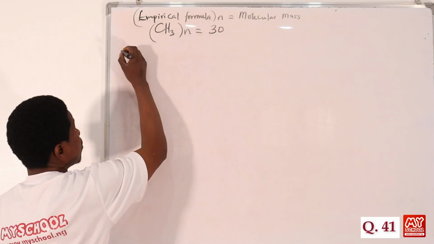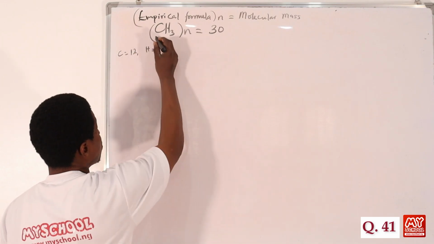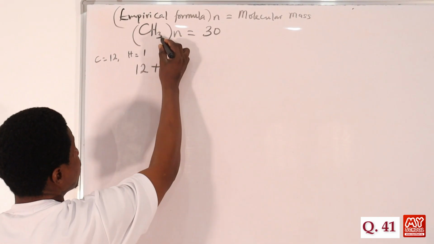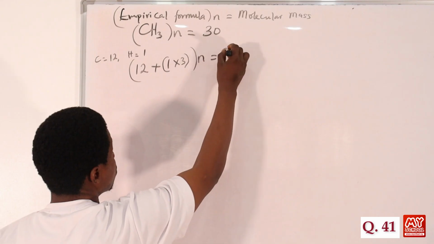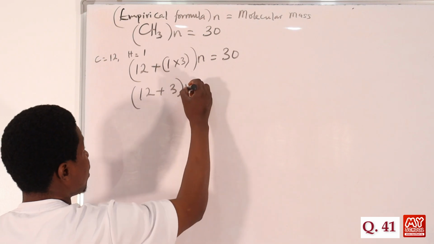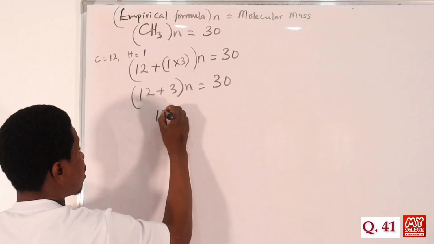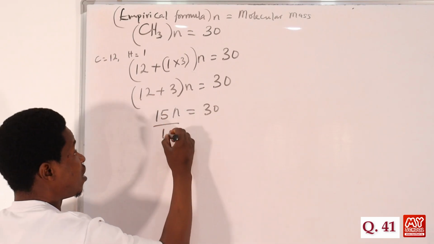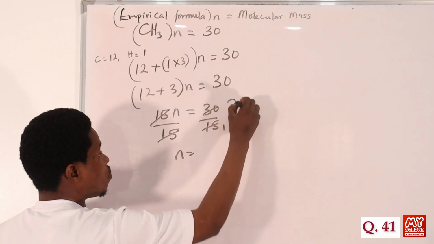Don't forget that carbon is equal to 12, that's the mass, and hydrogen is equal to 1. So we have C, that will be 12, plus hydrogen is 1, but we have 3 of that, so times 3, all in bracket, times n equal to 30. So this is 12 plus 3, which gives us 15, then we have 15n equal to 30. Of course, we divide both sides by 15 so that we have n. This cancels out, so n will be equal to 2.